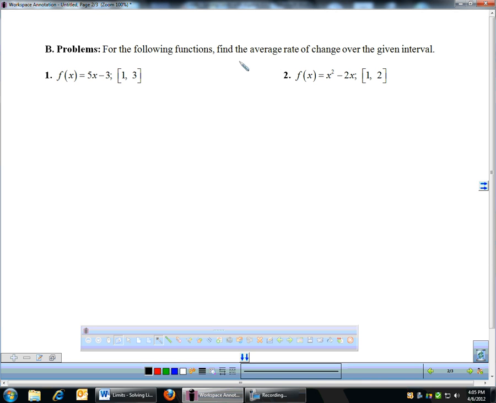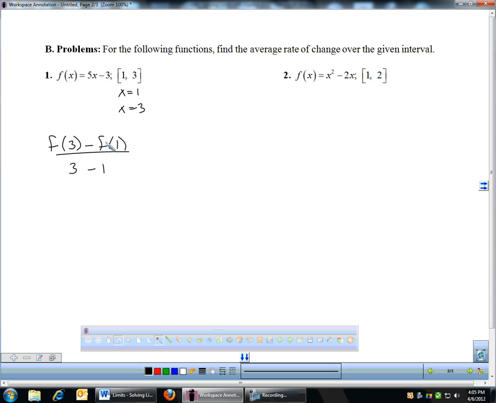For the following functions, find the average rate of change over the interval given. So I'm going on this one from x equals 1 to x equals 3. And remember, the formula for average rate of change is f of b minus f of a over b minus a. So f of 3 minus f of 1 over 3 minus 1.